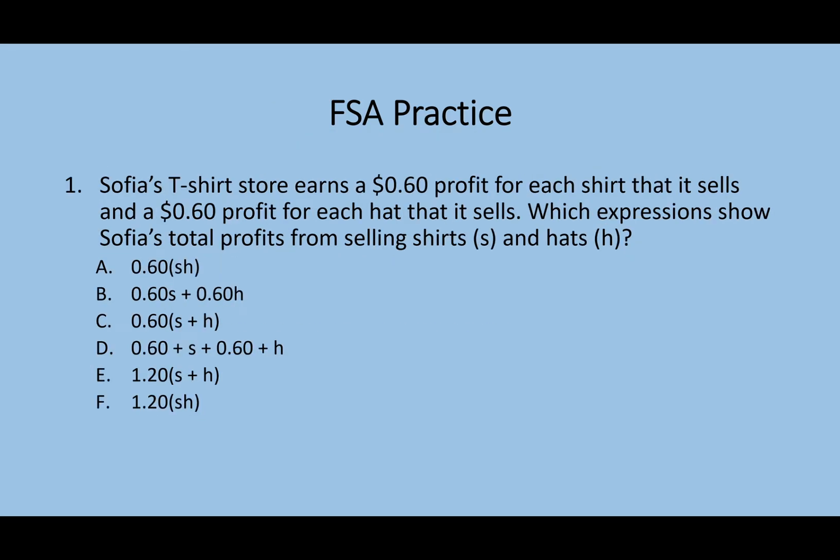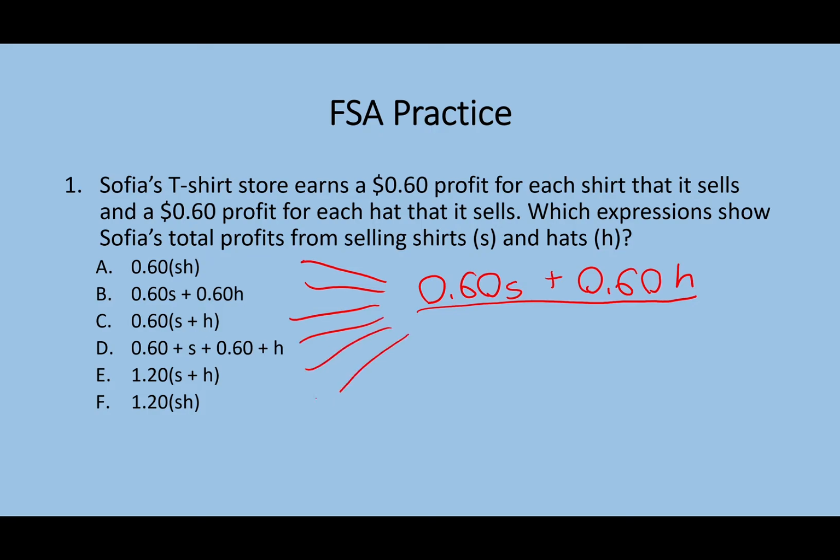Moving on. Sofia's t-shirt store earns a 60-cent profit for each shirt that it sells and a 60-cent profit for each hat that it sells. Which expression shows Sofia's total profits from selling shirts and hats? Well, if it's going to be 0.60 for every shirt and 0.60 for every hat, and you add these together, this is the expression that I just wrote from reading the question, and I need to see which one of these matches up with it, okay?